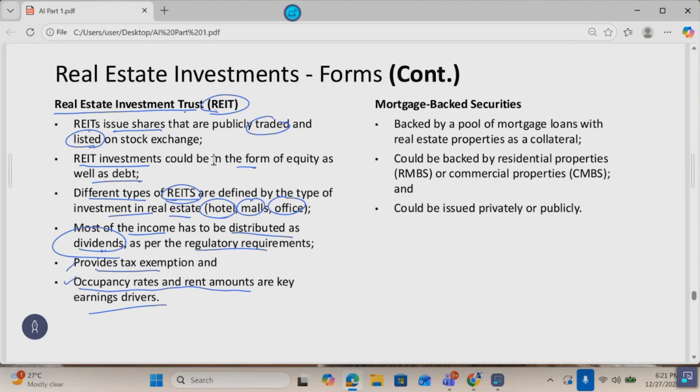Example, if you have a REIT in a hotel, let's say a Marriott hotel, right? They are invested in that. Obviously, the more the occupancy, the higher the income and the higher the returns. So occupancy rates and rent amounts matter for malls and offices too. Sometimes you have a mall with several open places. People should take up the place in a mall, right? If the occupancy is limited, then you may not earn as much as you should from the mall. So this is a big driver for income from that hotel, mall, or office. This is how essentially a REIT works.